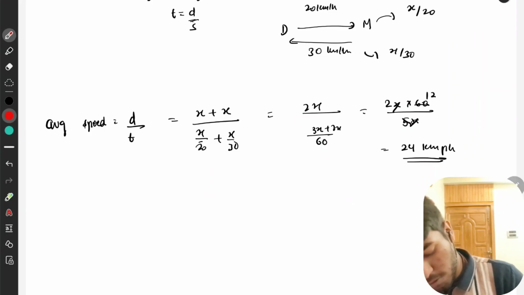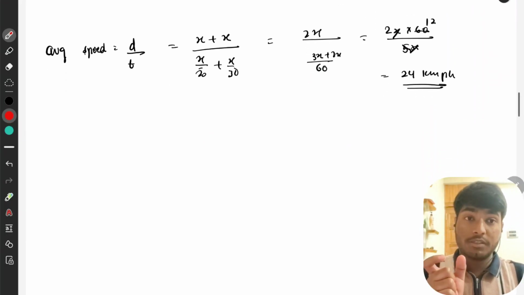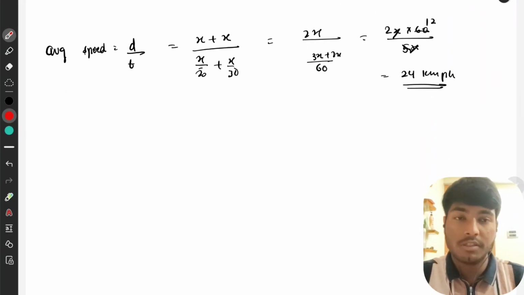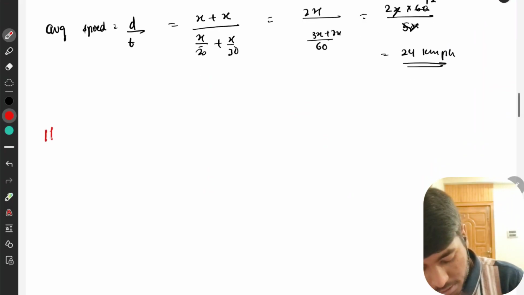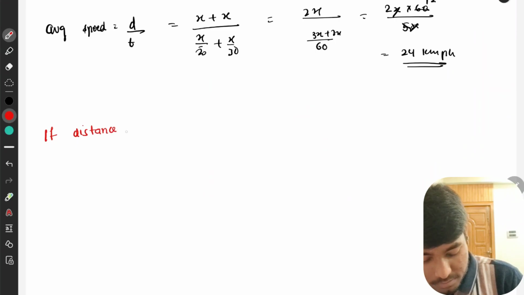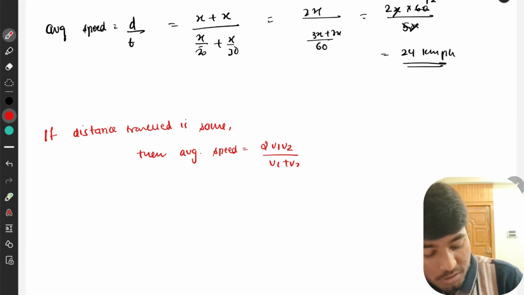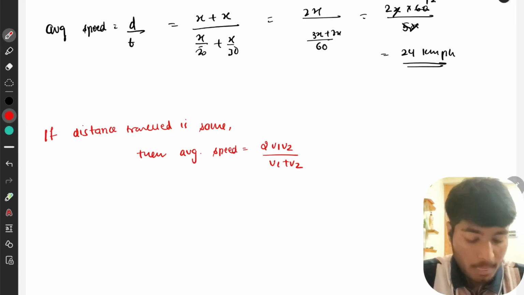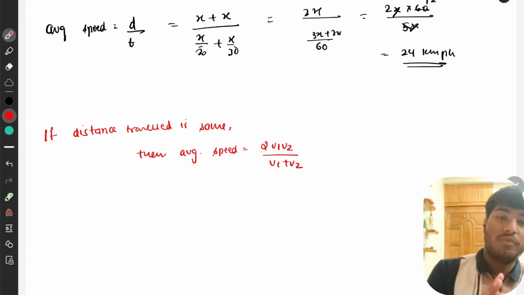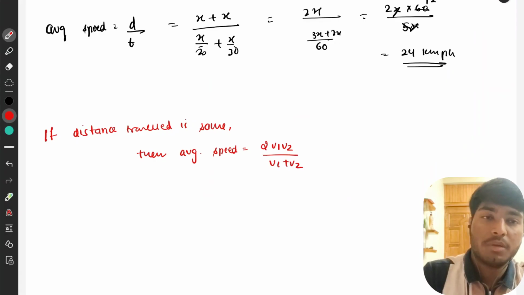I am giving you a shortcut formula. Please note it down. This is the best way to solve this in the minimum amount of time. If the distance traveled is the same, then average speed is equal to 2v1 v2 upon v1 plus v2. Please note it down somewhere. The correct answer is 2v1 v2 divided by v1 plus v2.